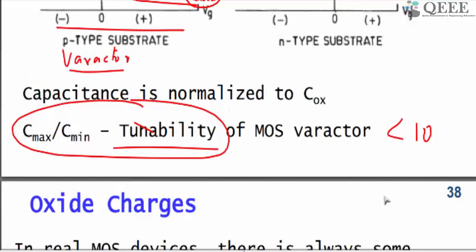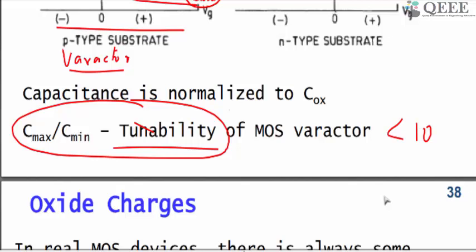So far we have been discussing ideal MOS capacitors. That is because your oxide is a pure pristine oxide, but in a real case there could always be some kind of charges associated with the oxide. There are various kinds of charges.